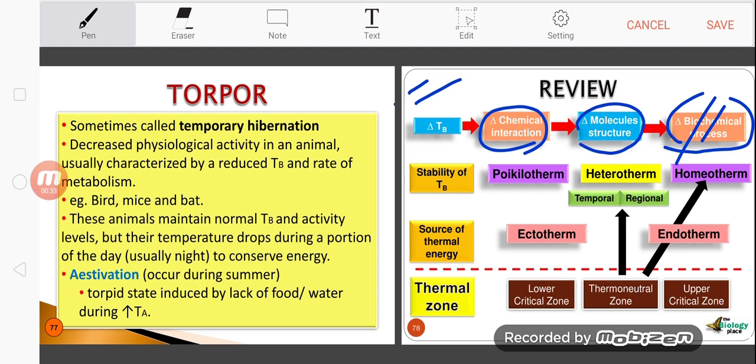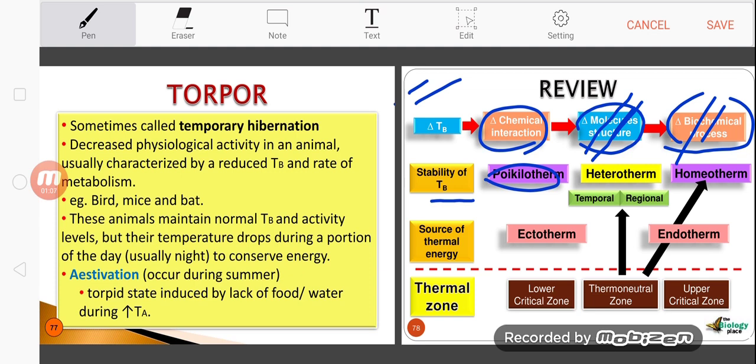Or molecule structure: the hydrogen bonds or van der Waals forces can easily break down at high temperature. The second point here is stability of body temperature. So poikilotherm, heterotherm, and homeotherm are animal types. We have a lot of animals, and we ask whether an animal is a pure poikilotherm, heterotherm, or homeotherm.